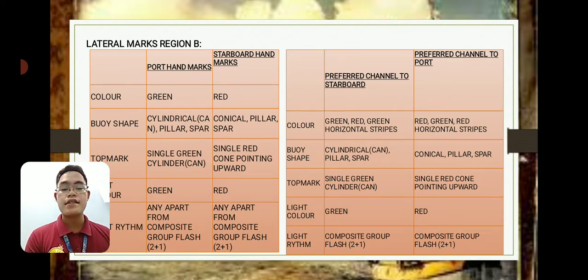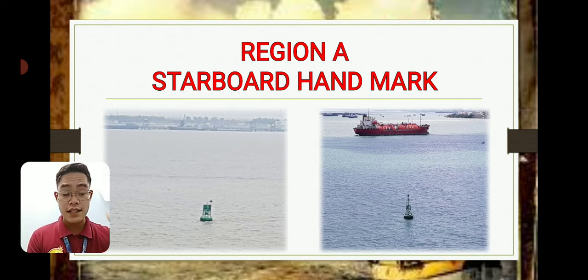Next, the lateral marks in region B. For region B, port hand marks are green and starboard hand marks are red. As I said a while ago about the lateral marks, when it comes to region B, the positions are inverted from region A. So it's opposite. As you can see in the picture, the port hand marks and also the preferred channel to starboard.